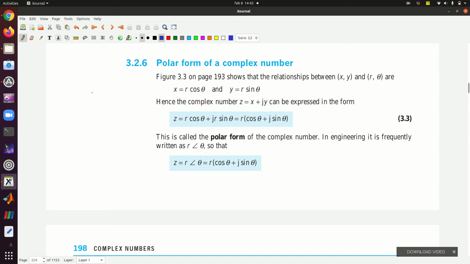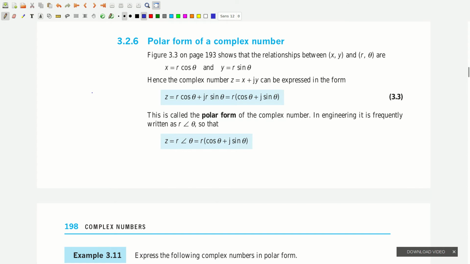Hi and welcome. Here we are going to look at the polar form of the complex number.